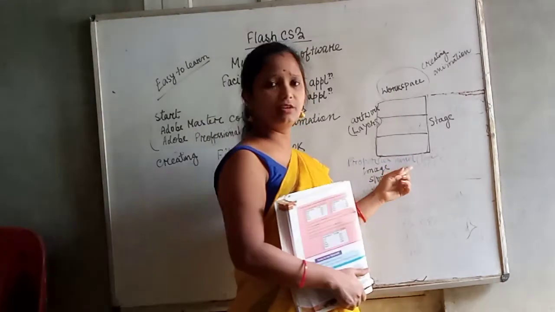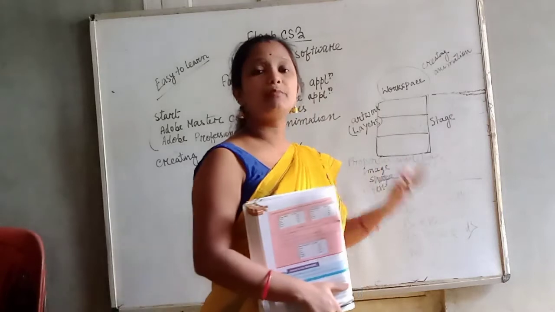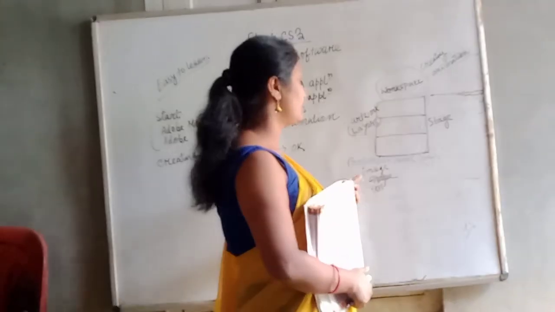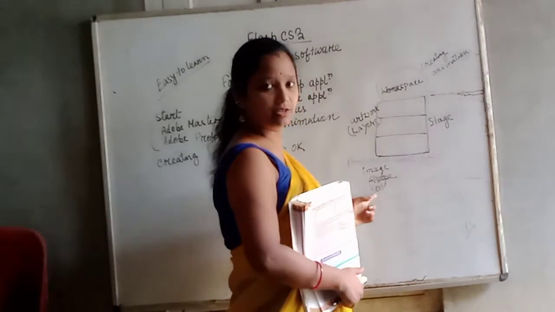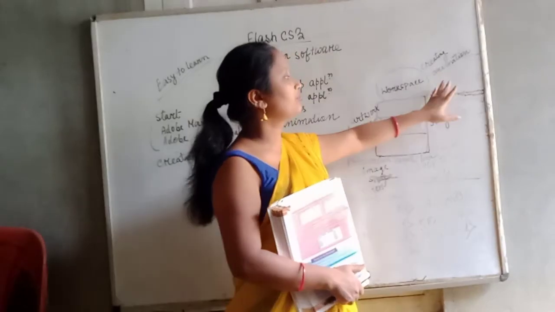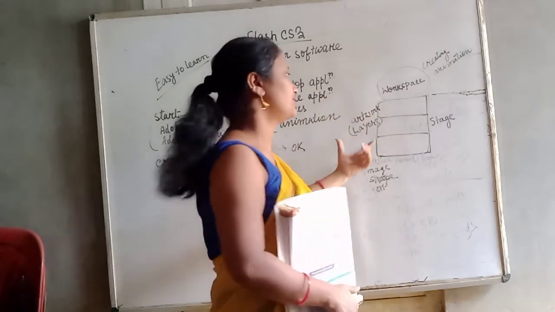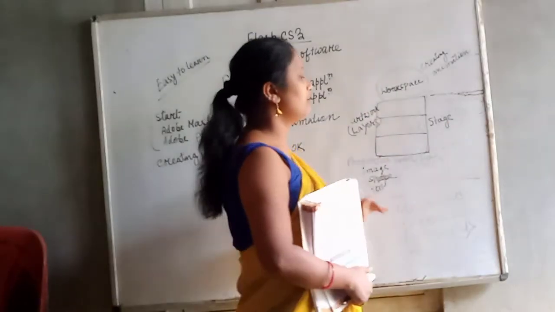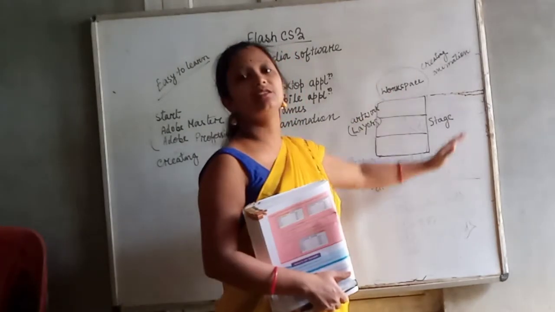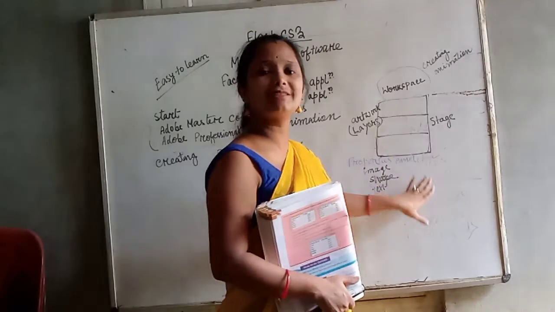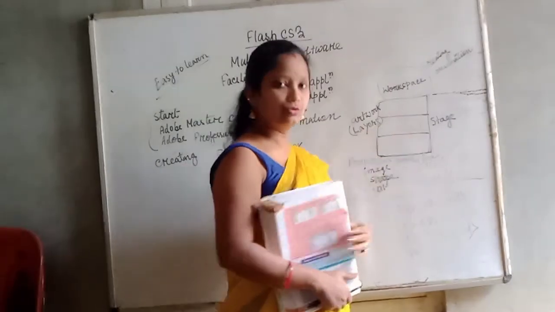The property panel is there. What is the property panel? What properties do you get in Flash CS3? Image, shape, text. Now, how to create an animation? Flash CS3 is used for creating animation. These are the things present in Flash CS3 that you are going to work with.